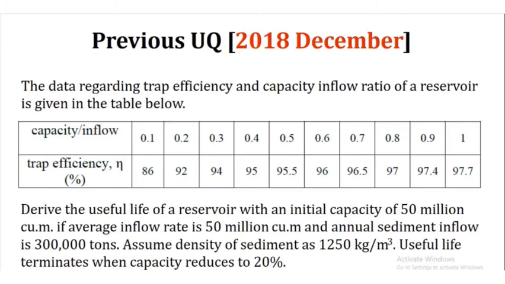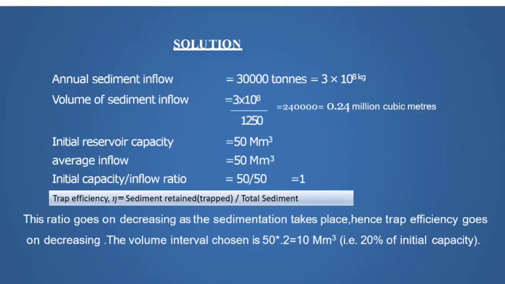So as you can see, at high capacity, that is at full capacity, 97.7% of the sediments will be deposited. But as capacity decreases, I'm saying capacity decreases because inflow is constant, this ratio will depend on the value of capacity. So as capacity reduces, trap efficiency also reduces. So let us look at the solution. As I said before, the annual sediment inflow is 300,000 tons, which is first converted into kilogram, then into volume by dividing it by density.